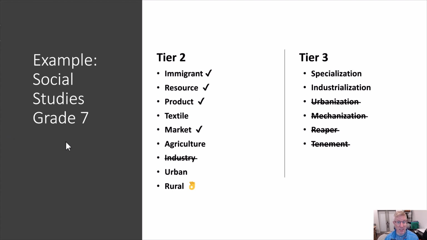I also know that I can teach rural as an antonym for urban, 2 for the price of 1. So I'll teach industrialization through industry, or industry through industrialization. So I have my words for intensive instruction before I begin my unit. Sure, that pre-assessment was very helpful.